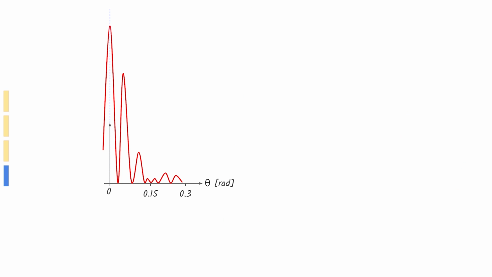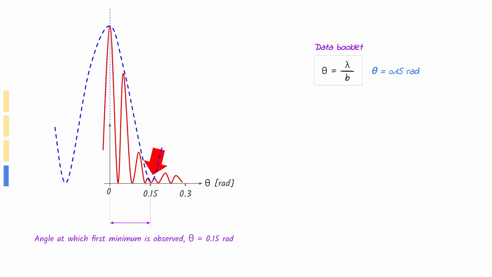Now back to the question. The intensity pattern here is also modulated by a single slit pattern. The angle at which the first minimum is observed is around 0.15 radians. Use the equation given in the data booklet and put in 0.15 radians as the angle. By rearranging the numbers, we can see that the width of the slits is greater than the wavelength.